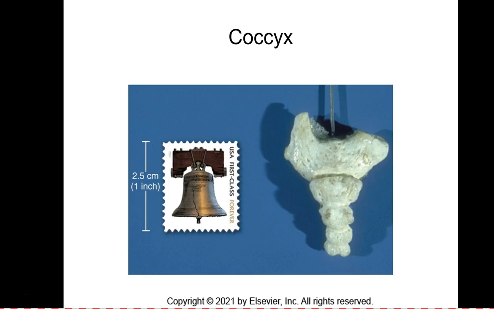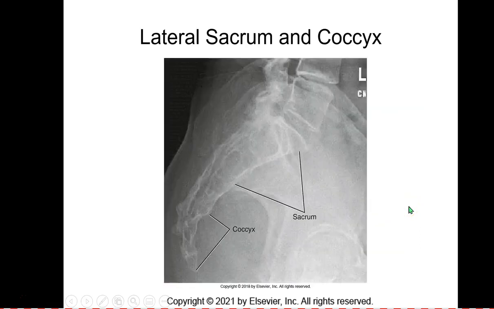Here is a posterior view of an actual coccyx, and you can see that occasionally the second segment does not fuse solidly with the larger first segment, but the coccyx is usually one small and rather insignificant end of the vertebral column. You can also see here that the coccyx is only a little bit larger than a postage stamp. Kind of cool.